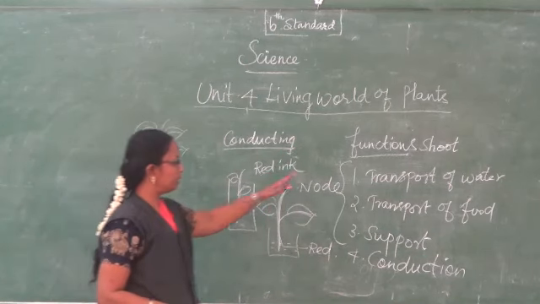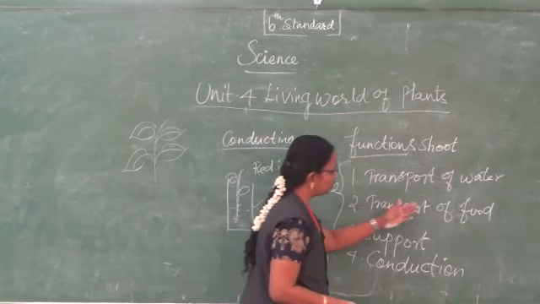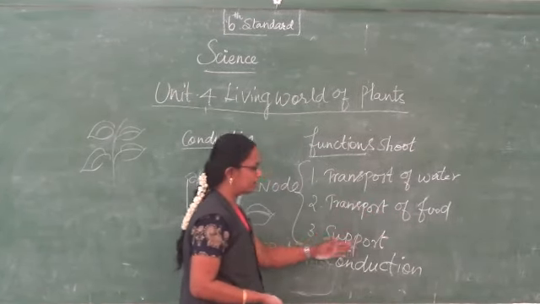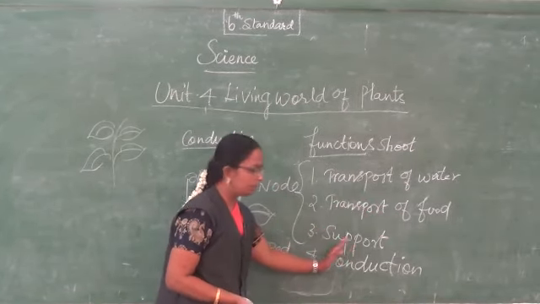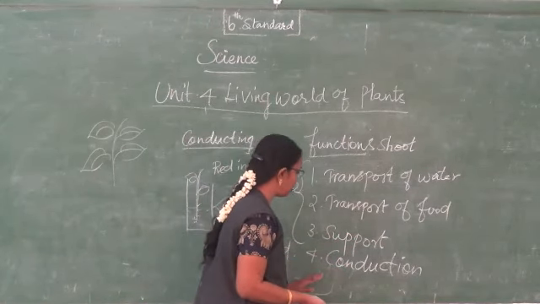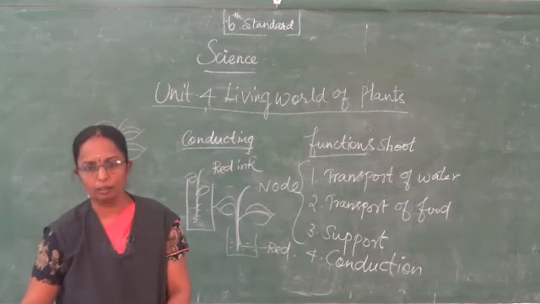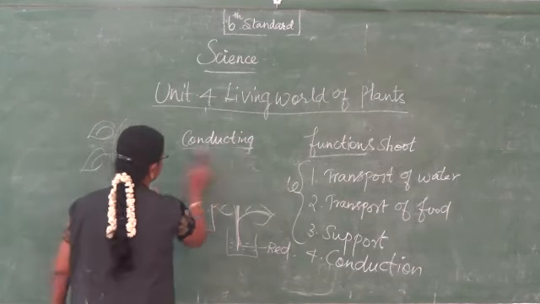So their main function is transport of water and minerals, and then transport of food which is prepared by the leaves. Then they support the branches, leaves, fruit, etc. The main function is conduction. Okay, so these are all about the shoot system.